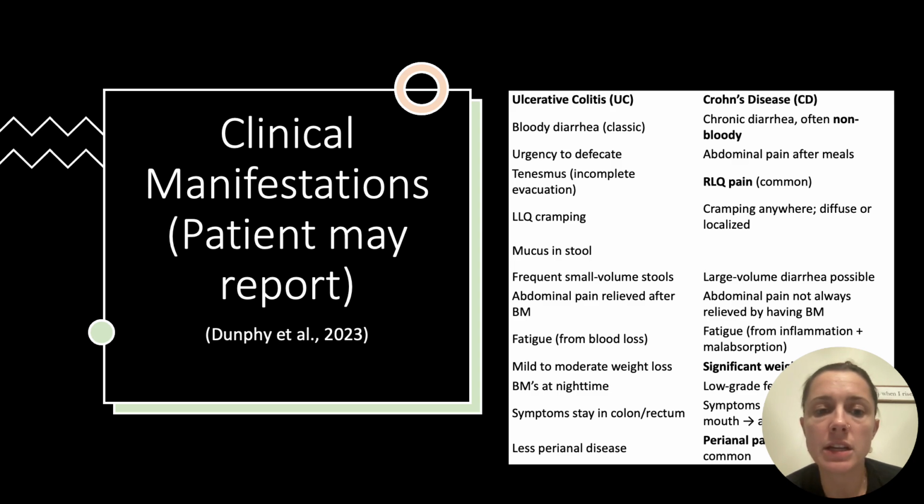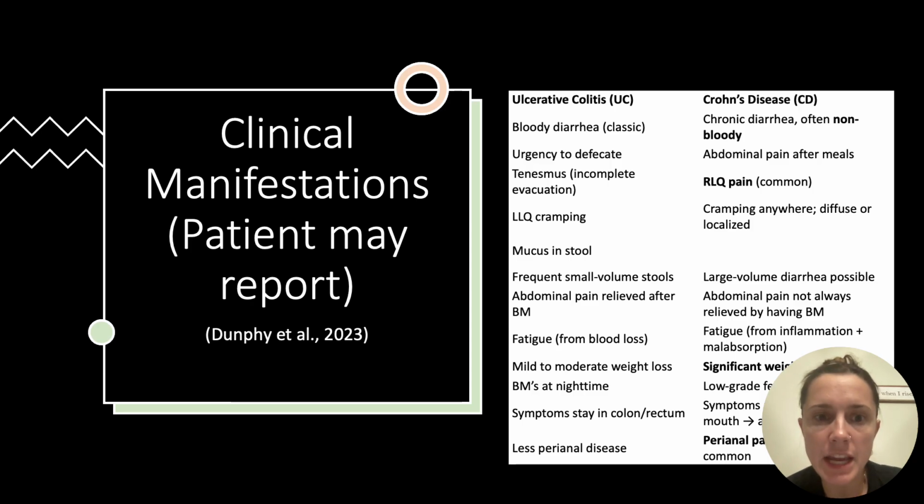With UC, there is mucus in the stool. You don't usually see this with Crohn's disease. Another key difference between UC and CD is UC has frequent small volume stools, whereas Crohn's has large volume diarrhea. And then with ulcerative colitis, abdominal pain is usually relieved after a bowel movement, and then it's the opposite with Crohn's. That doesn't always happen.